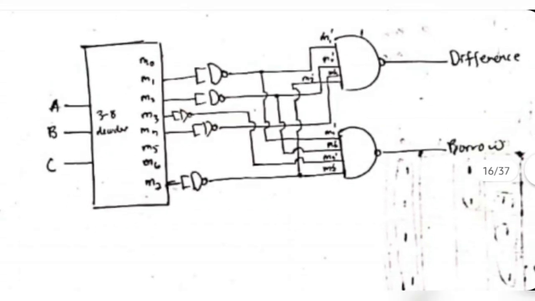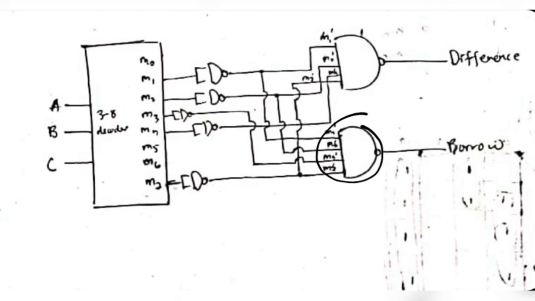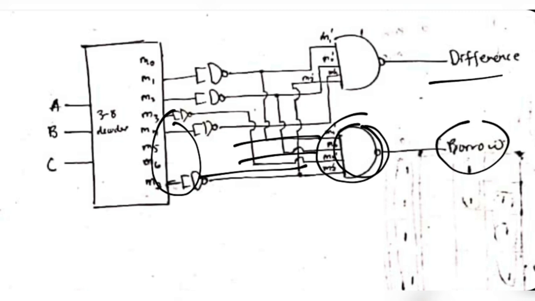Similarly, for borrow also we will do the same. The terms which we need, we will be collecting from here and giving as the input to this borrow. In that way, we will be implementing this full subtractor.